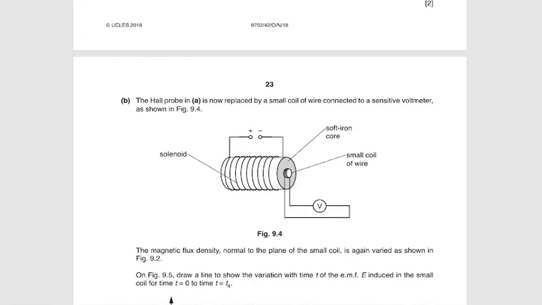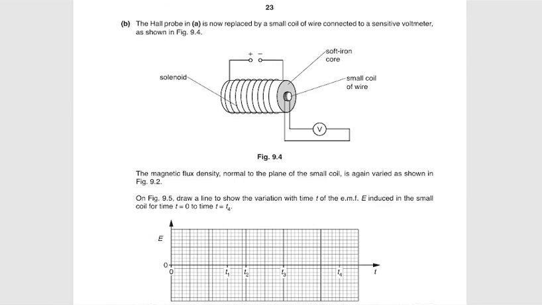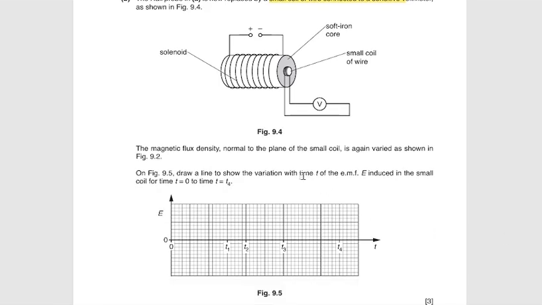Moving on towards the B part, which says the Hall probe in A is now replaced by a small coil of wire connected to a sensitive voltmeter as shown in figure 9.4. The magnetic flux density normal to the plane of the small coil is again varied as shown in figure 9.2. On figure 9.5, draw a line to show the variation with time t of the EMF induced in the small coil for time t0 and time t4.